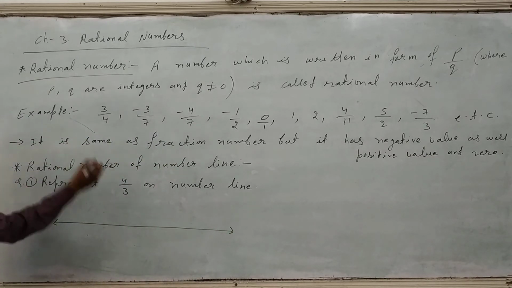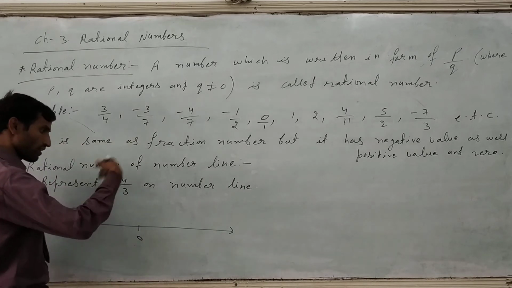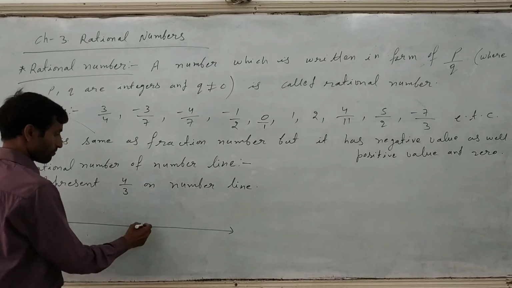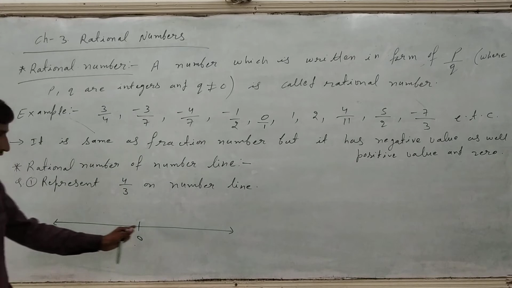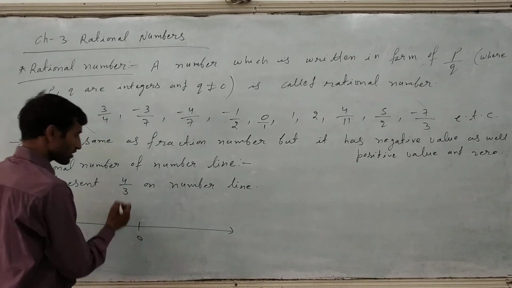In between, 0 is there, so write down 0 there. On the right side positive will come, and on the left side negative will come. We have already studied this in the integer part also: this side positive integers and this side negative integers. Here also it is like this.